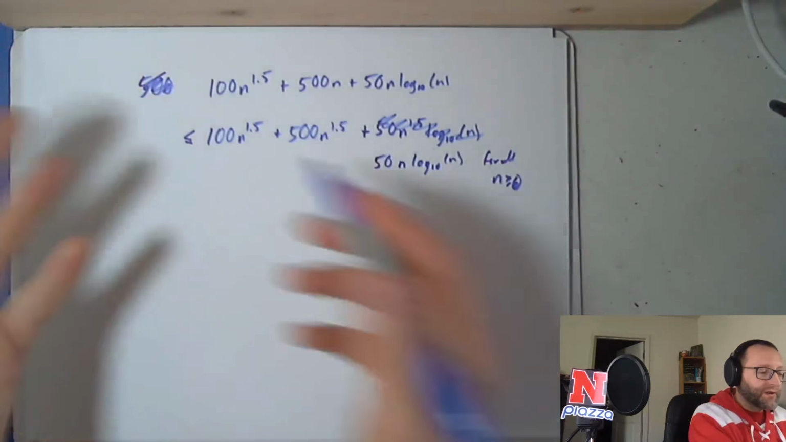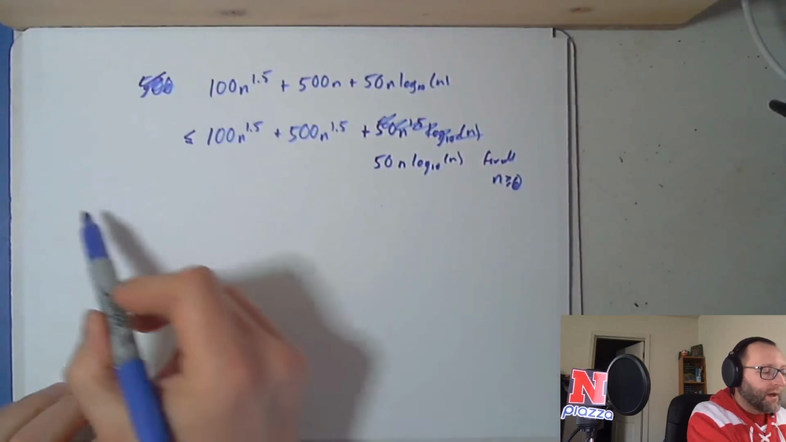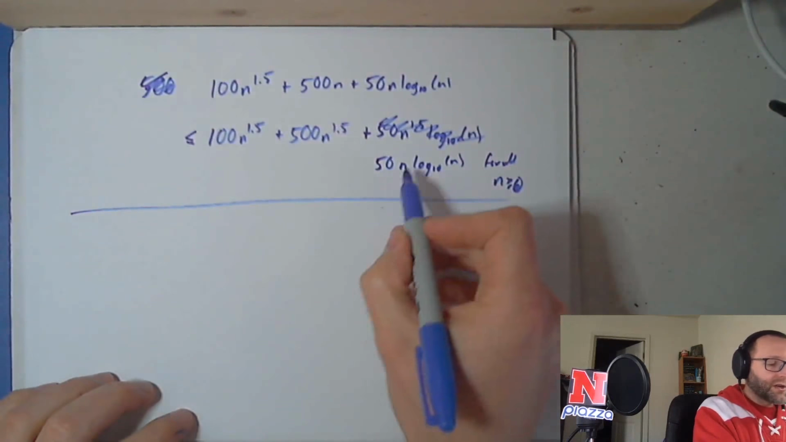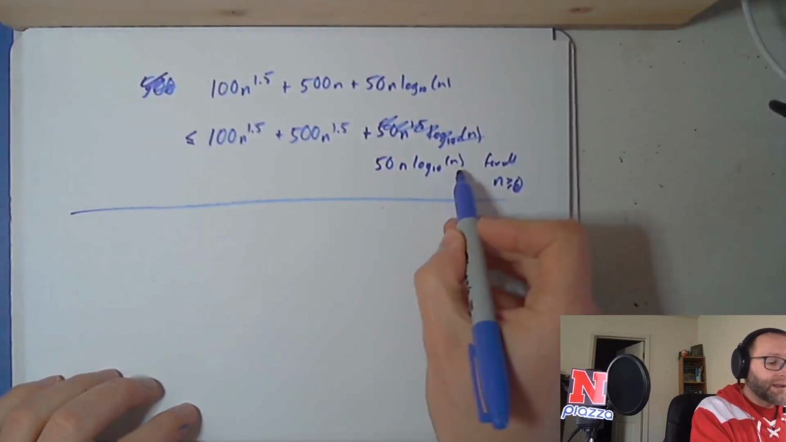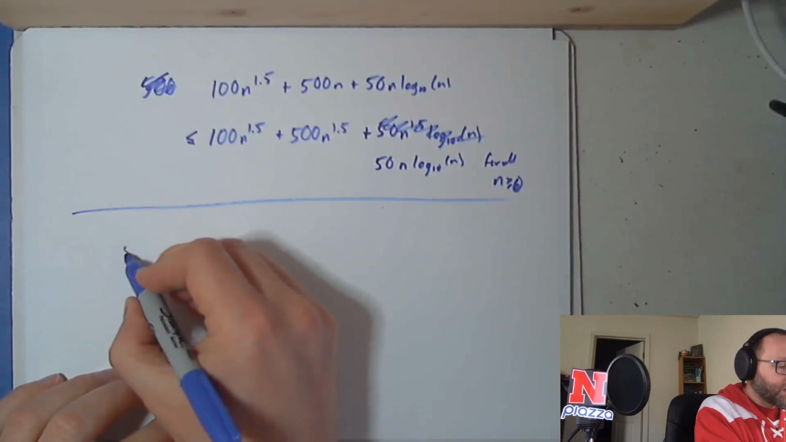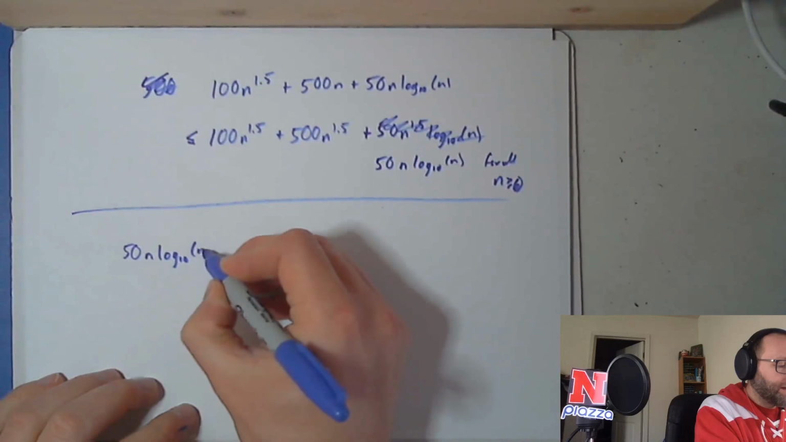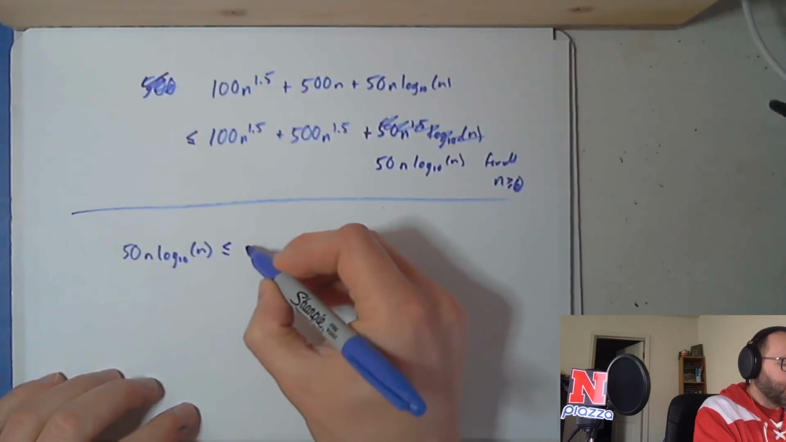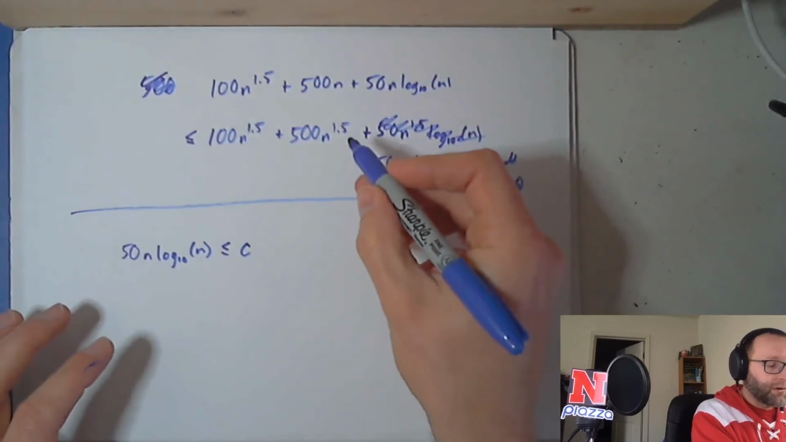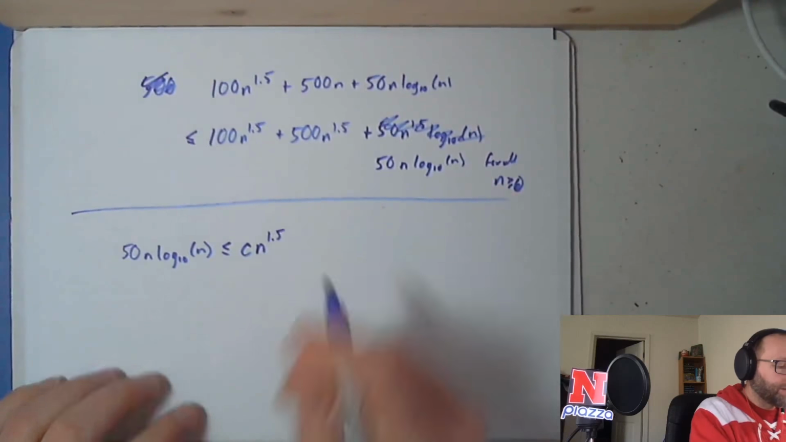So I can combine those into one term, but I still need to take care of this thing. Off to the side, let's establish a relationship between 50n log base 10 of n and n to the 1.5. In other words, I want to show 50n log base 10 of n is less than or equal to some constant, and I'll go with c here, even though it's not the same constant as I was working with up over here, times n to the 1.5.